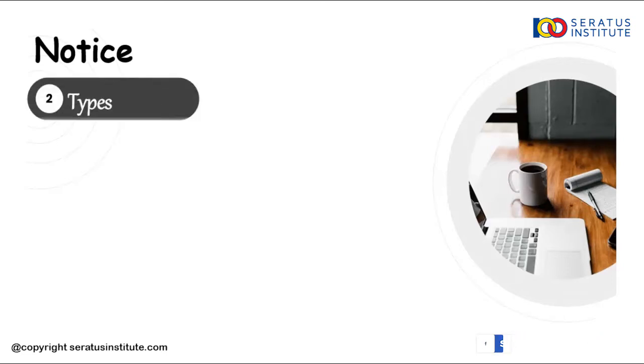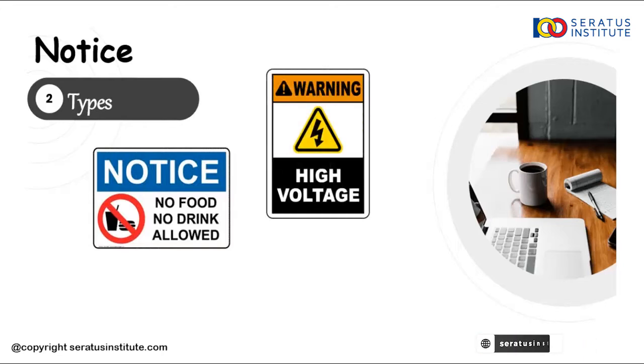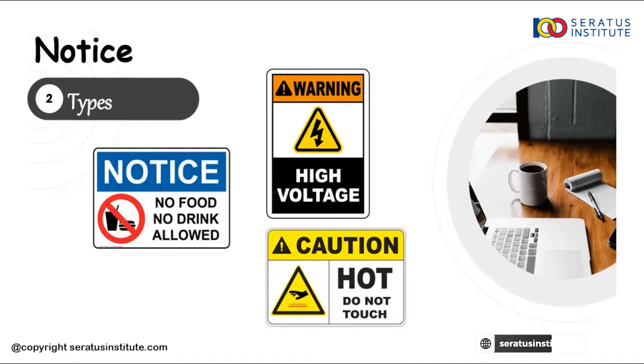The next is the types of notice. They are notice atau rambu, warning atau peringatan, and caution. Caution juga merupakan sebuah peringatan atau larangan yang hampir sama dengan warning. Namun, akibat yang dihasilkan apabila melanggar tidaklah sefatal warning. Those three types of notice are usually found in public places.